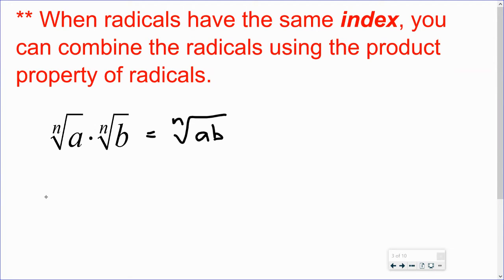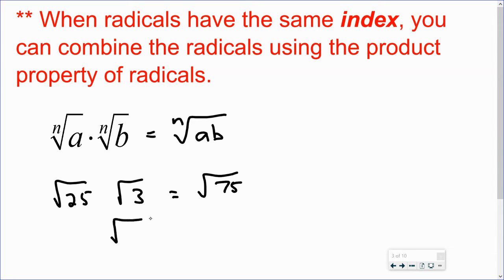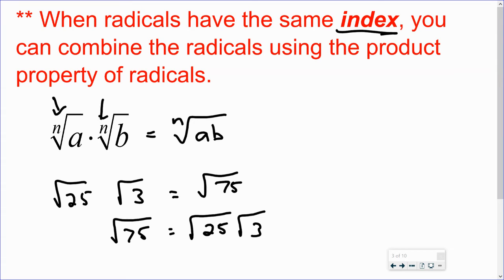Now, an example of this is the problem I just got done with. Square root of 25 times square root of 3 is the square root of 75. We did it the other way, but these are both the same thing. So we've been using this quite a bit, so it's not too bad. The important thing is the index. This n must be the same. If it's not the same, then I can't do it.